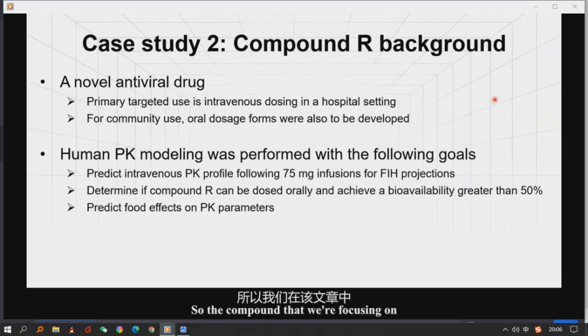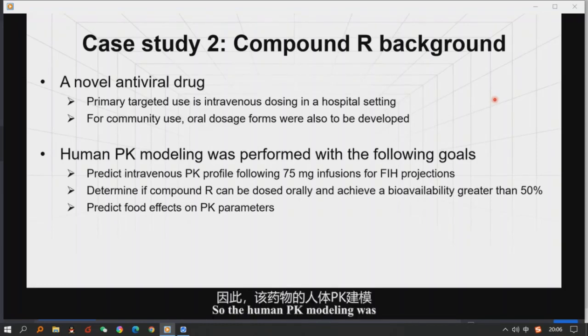So the compound that we're focusing on from the manuscript is compound R. And this was or is a novel antiviral drug. So the primary target was to use this in an intravenous dosing hospital setting. But for community use of the compound, oral dosage forms were also going to be developed.